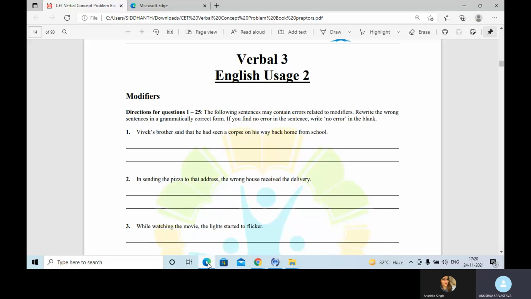The second question is relating to dangling modifier. It says, in sending the pizza to that address, the wrong house received the delivery. Now, who discovered that the wrong house received the delivery? Or who was sending the pizza to that address? No subject is mentioned. So you can correct this as, in sending the pizza to that address, Domino's discovered that the wrong house received the delivery. Or instead of Domino's, you could just put an I or a we and say, in sending the pizza to that address, we discovered that the wrong house received the delivery.